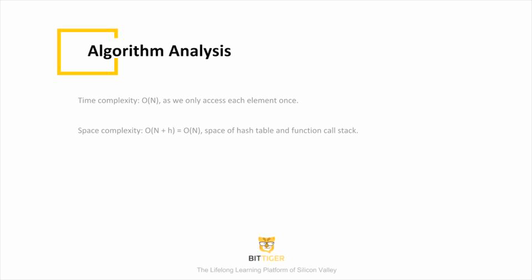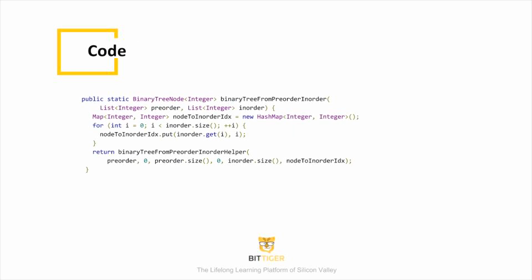The above algorithm will be in linear time complexity because we only access each element once. The space complexity is made up of two things, hash table and function call stack. Hash table will have O of n complexity, and in the worst case, function call stack will also be O of n. Here is the actual implementation.